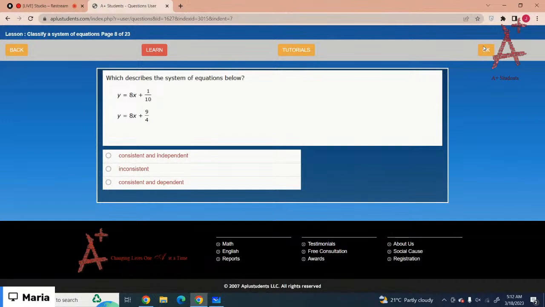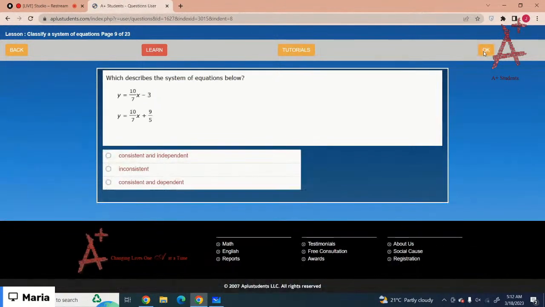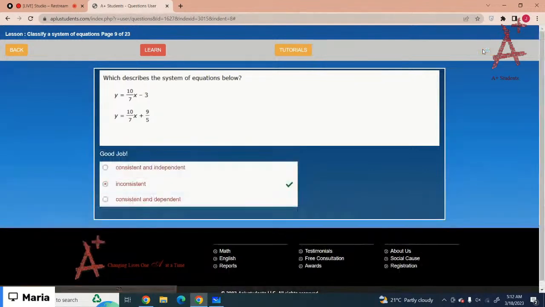Okay, the next one is y equals 8x plus 1 over 10 and y equals 8x plus 9 over 4. So both the lines have same slope. Got it? When the slope is same, that means the system is inconsistent. Got it? Y equals 10 over 7x minus 3 and y equals 10 over 7x plus 9 over 5. So both the equations have same slope. Got it? When the slope is same, the system is inconsistent. That means the lines are parallel. They never intersect each other. So it would be inconsistent. Got it?